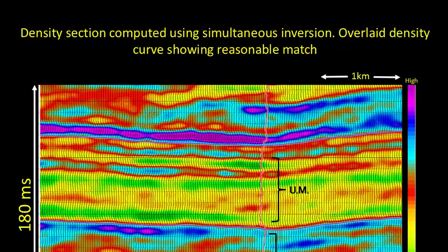All right. Now, because I have long offsets or large angles, I can determine the density attribute. And this is the density attribute section from the density volume. And this is the density curve that you see here. The upper Montney zone is up here. The lower Montney, as you see here, below that.